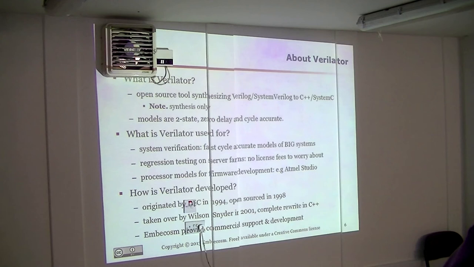What's it used for? System verification, because it goes much faster. If you need to verify your design is good by running loads and loads of tests, having a faster model helps. It's used for regression testing on server farms. And part of the reason for that is it doesn't have any licensing fees because it's open source. If you want to run 1,000 instances of Cadence's NC simulator, you're going to have to spend a fortune in license fees, whereas you don't have to with Verilator. So I can buy 100 Linux boxes or 100 Linux processors for around $10,000, which is less than the price of a single simulator fee, and I can run lots on it. And it's also a very good way of modeling simple processors, well, any processor, but for practical purposes, simple processors, to allow people to develop software on them.